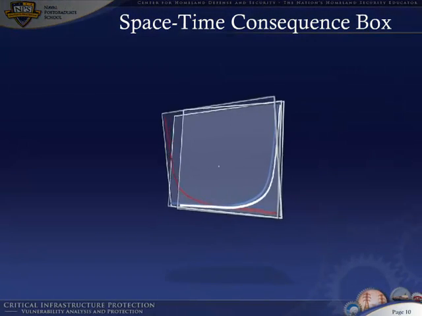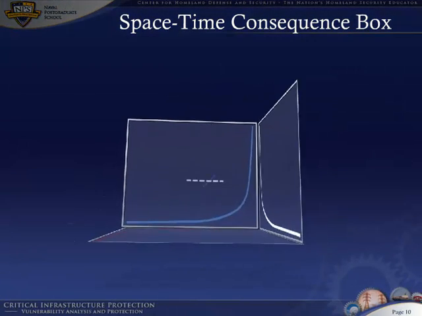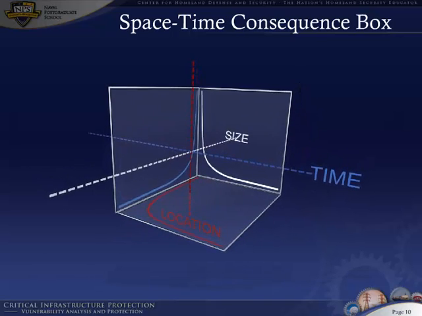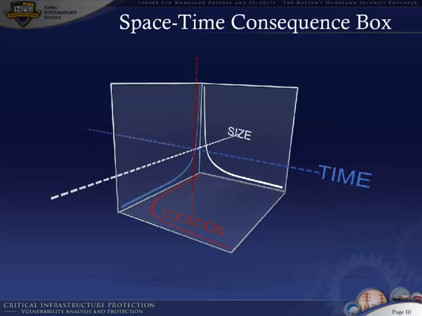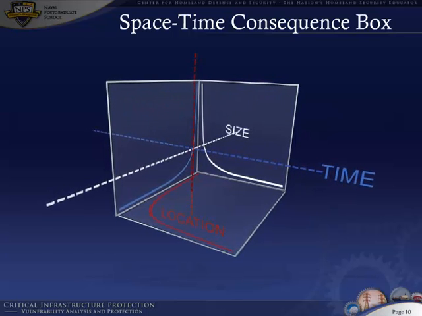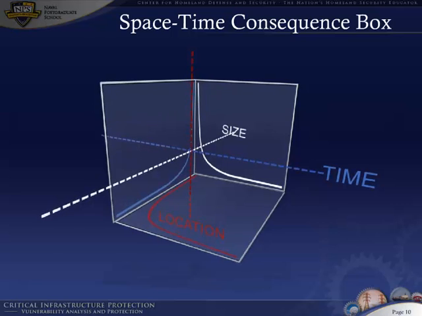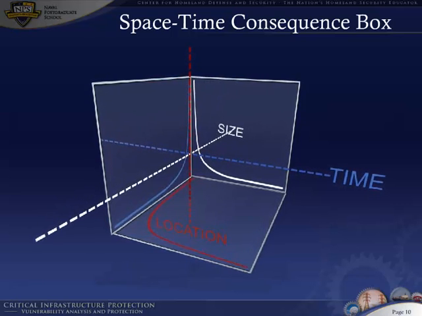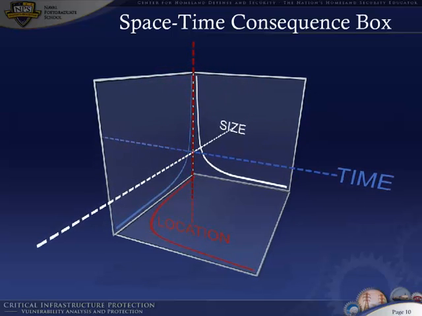As a visualization, consider the cube shown here. It has 3 dimensions: location, time, and size. If we knew the space-time consequence box for hurricanes, terrorist attacks, or floods, we could estimate when and where the next major disaster is likely to occur and how big it might be. Is this really possible?